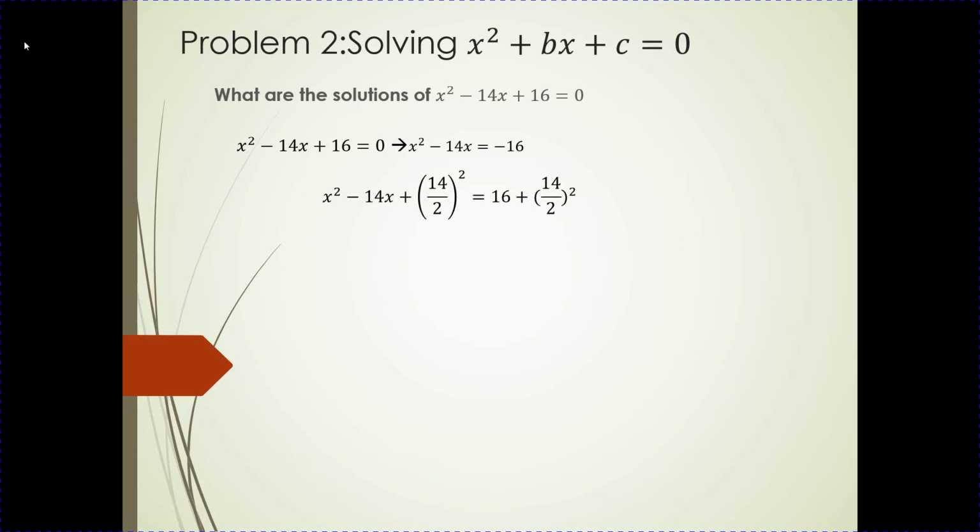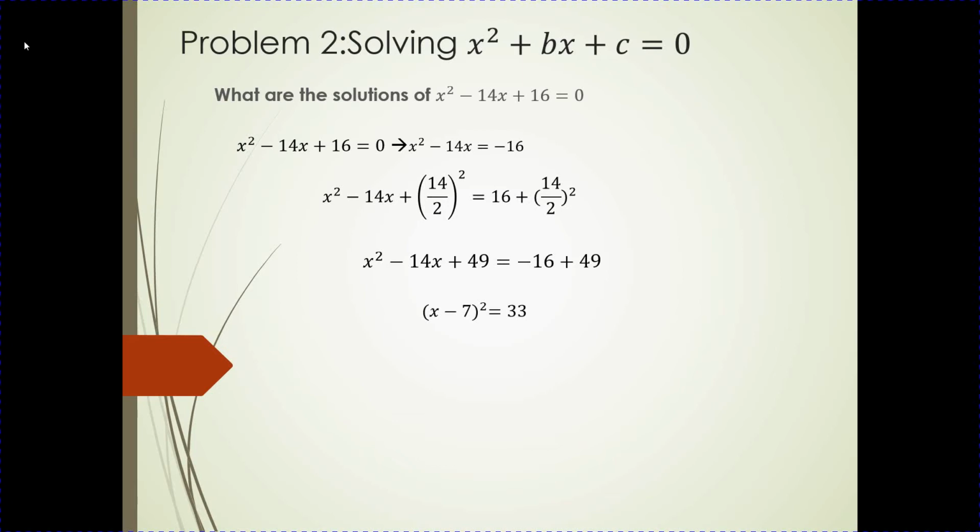x squared minus 14x plus 14 over 2 squared. Well, to make the left side a perfect square expression, and to balance the left and the right side, you have to add 14 over 2 squared on both sides. Then simplify the expression, and you will get x squared minus 14x plus 49 is equal to negative 16 plus 49. Then simplify the expression. By the way, x squared minus 14x plus 49 has become a perfect square, therefore you can write it as x minus 7 the whole squared is equal to 33.